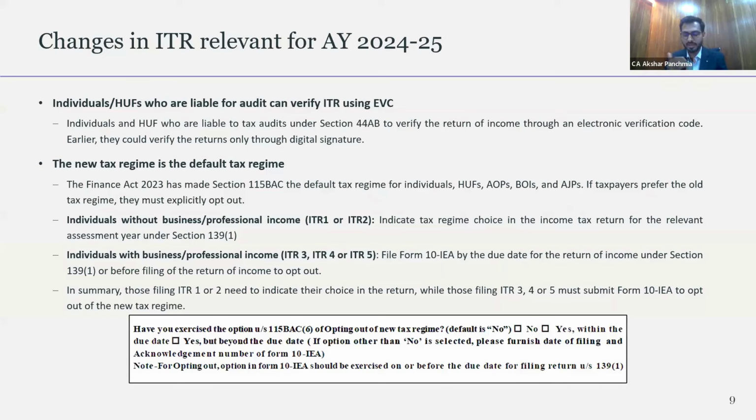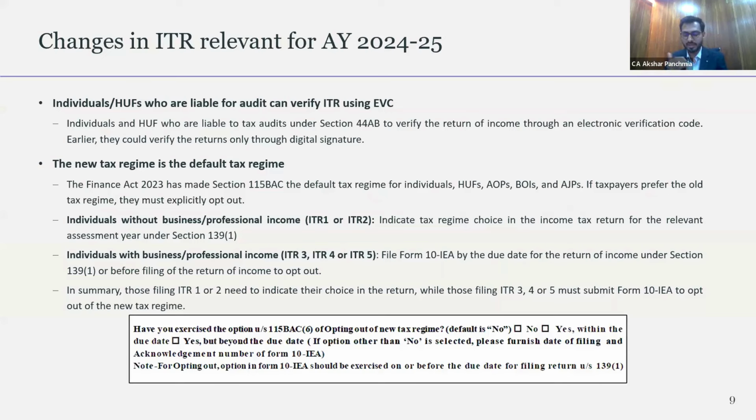Now, it could be that you are filing ITR 3 and you do not have tax audit applicable. Then you file it on 31st July. You have tax audit applicable. You file it on 31st October. You have transfer pricing applicable. You file it on 30th November. So in this case, one same income tax return, yet you have three different due dates.